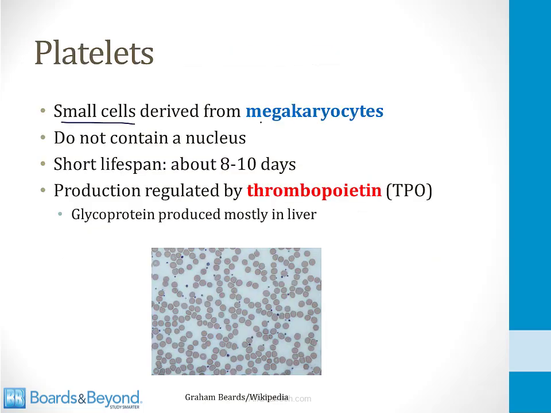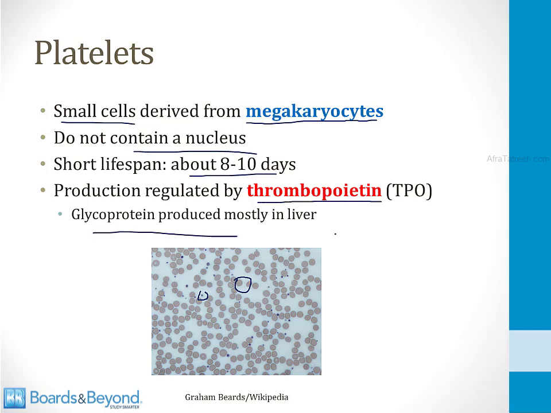Platelets are small cells that are derived from megakaryocytes in the bone marrow. They're smaller than red blood cells. If you look at this blood smear on the screen, all these red circles are red blood cells. These little purple dots are the platelets. They do not contain a nucleus, and they have a short lifespan of about 8 to 10 days, a little over a week. Their production is regulated by a substance produced in the liver called thrombopoietin.